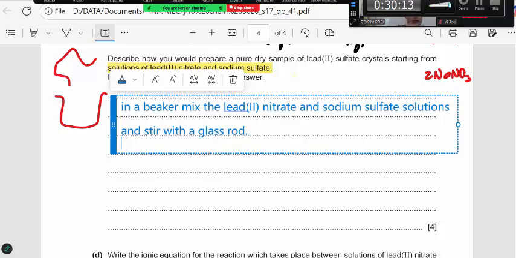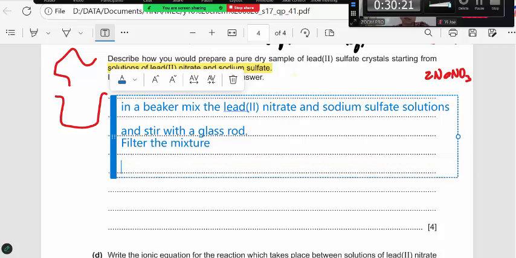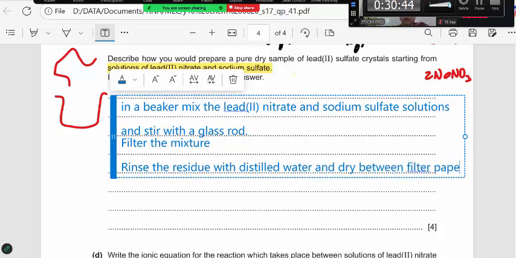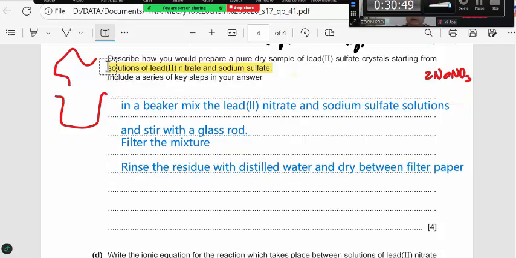Filter the mixture and then rinse the residue with distilled water and dry between filter paper. That's it for 4 marks.